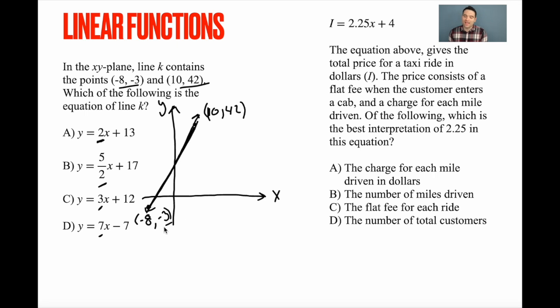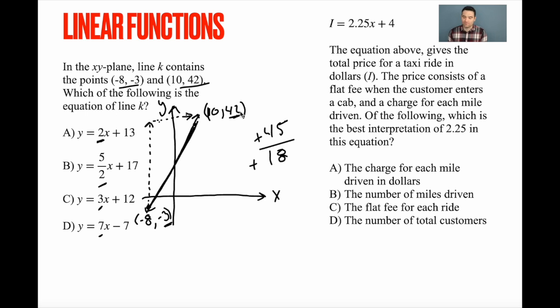So if I start at a y value of -3, over on this point right here, how far do I go up to get to 42? I go from -3 all the way up to 42. That's a rise of 45. And to go from an x value of -8 horizontally, how far do I run to go from -8 to 10? Well, I run 18 in the positive direction, to the right.